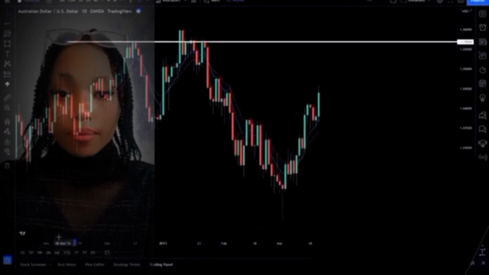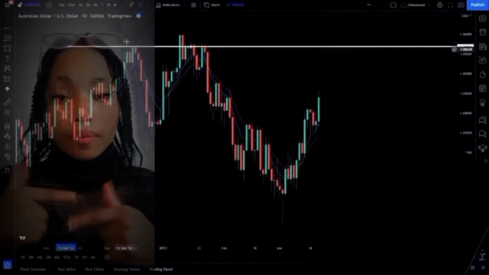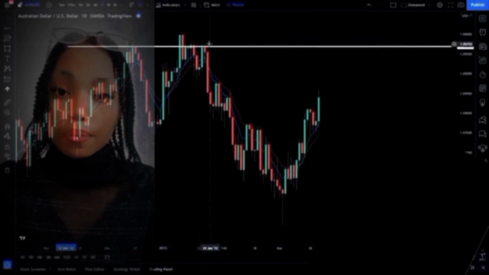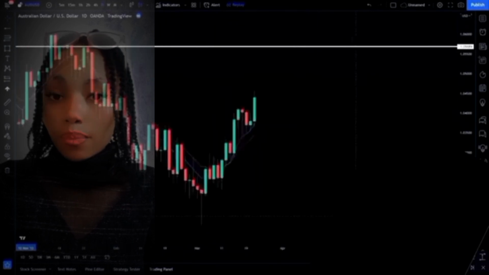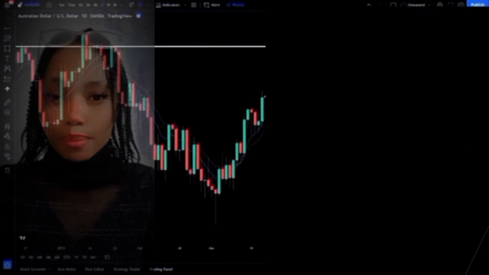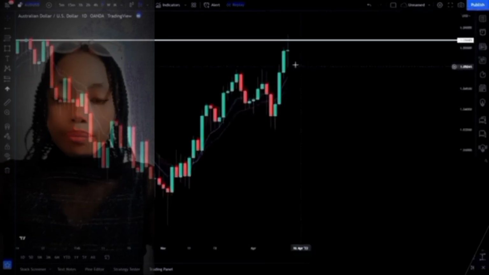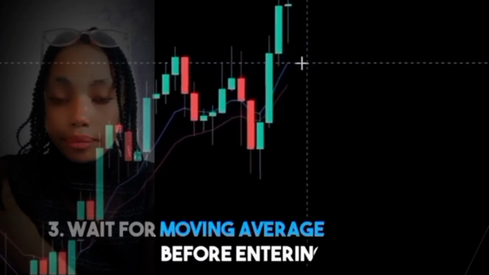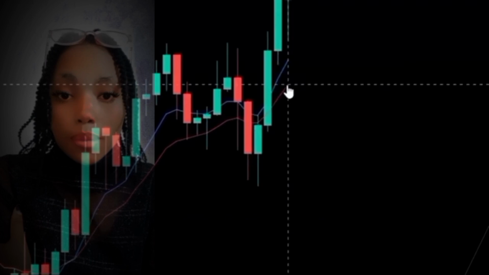And you can mark your key level right here, because whenever price goes all the way up here, it always ends up reversing and going back down. Once again, reversing and going back down. So now we want to wait for price to approach this key level. Okay, so when price reaches the key level right here, you want to wait for the moving averages to cross over. You want to wait for these two lines, this blue line and this red line, to cross over first before you enter the trade.